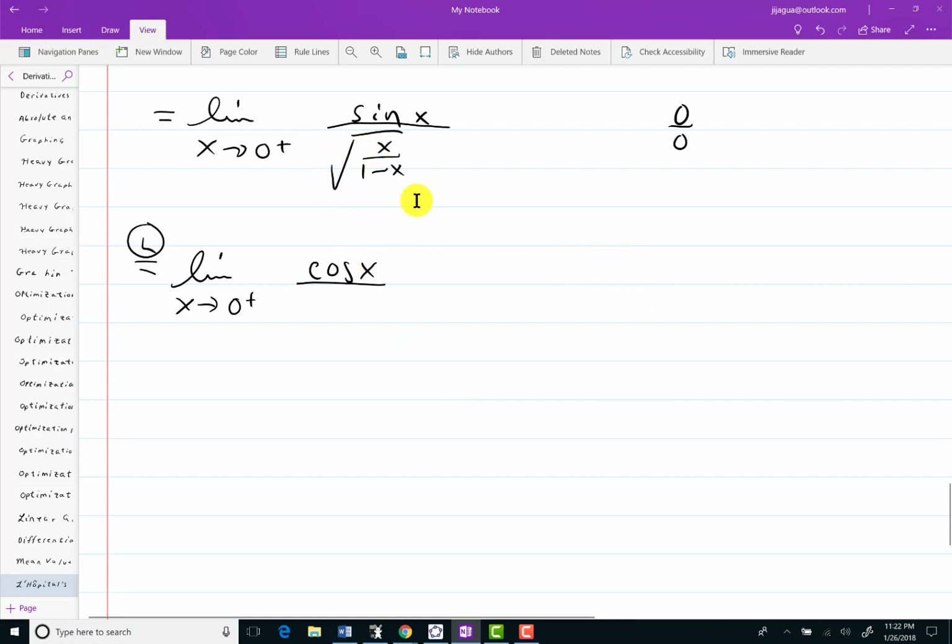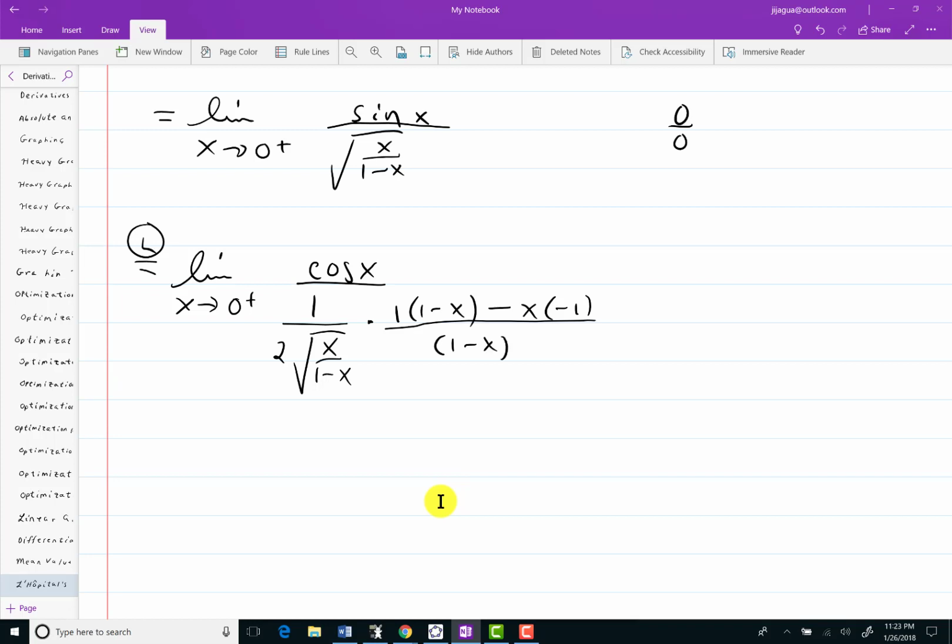For the square root, the first thing you do is 1 divided by 2 square root of x over 1 minus x. And then you need to multiply by the derivative of the stuff inside. So I'm going to use the quotient rule on this stuff. Remember how that goes. Take the derivative of the numerator, 1 times 1 minus x, minus, now leave the numerator alone, x, and take the derivative of the denominator, divided by 1 minus x squared.